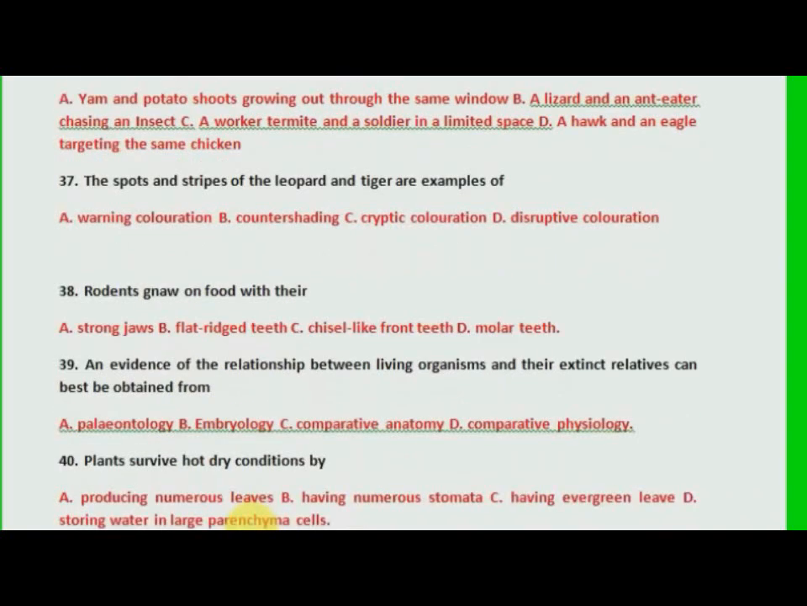Plants survive hot, dry conditions by storing water in large parenchymal cells. Yes, so these xerophytes exhibit this ability. That's why their stems are always thicker.